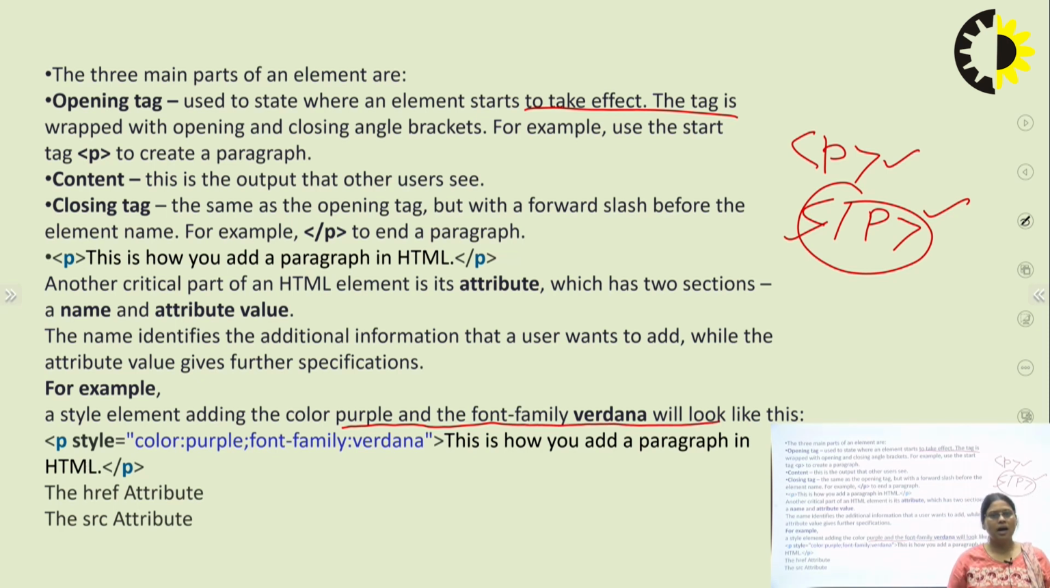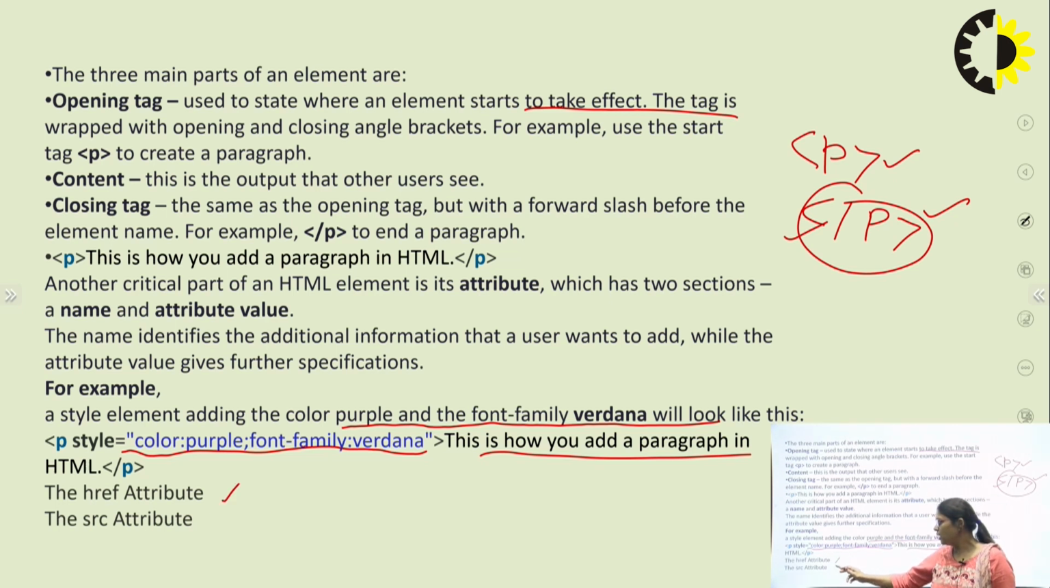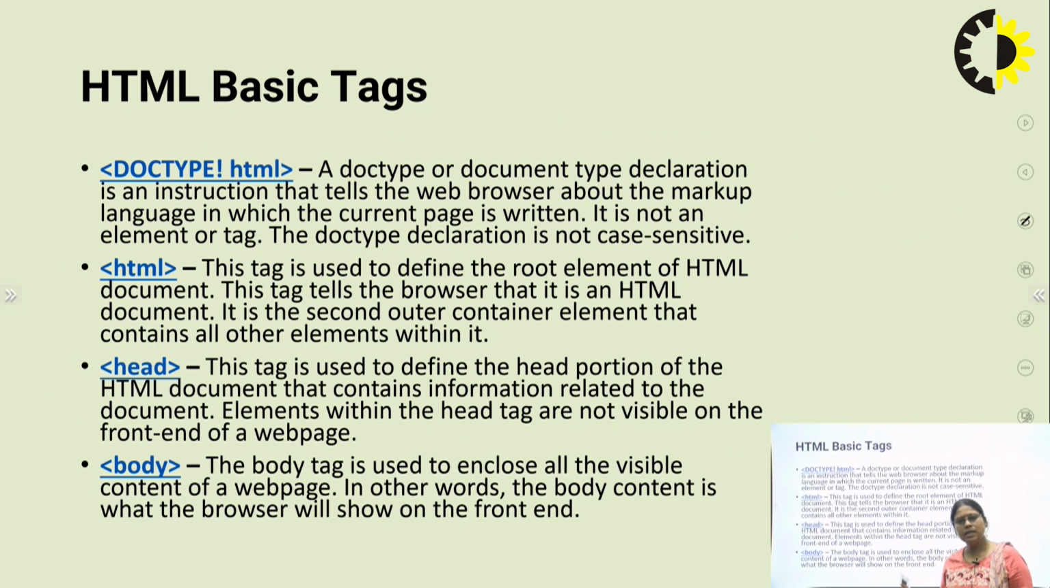So how can we write this with the help of this tag element? Suppose I want to add some font or style in the paragraph. So we put the style: P style equals, for example, color purple, font family Verdana. This shows how you add a styled paragraph in HTML. If we have to add a file, we use the href attribute and src attribute. These are some basic tags we use to create any HTML program.